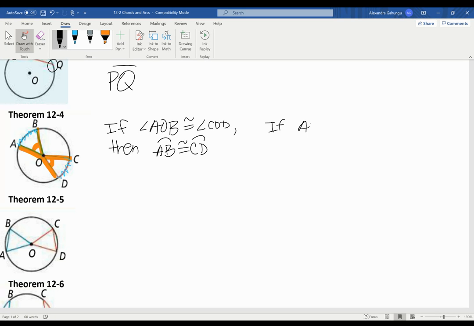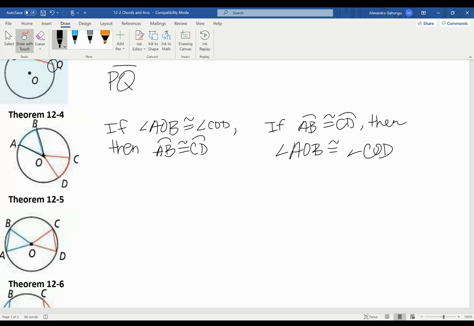If we know that the arcs AB and CD are congruent, then we know that the central angles AOB, this is from a little while ago, but we're going AOB, that's going to be congruent to angle COD.